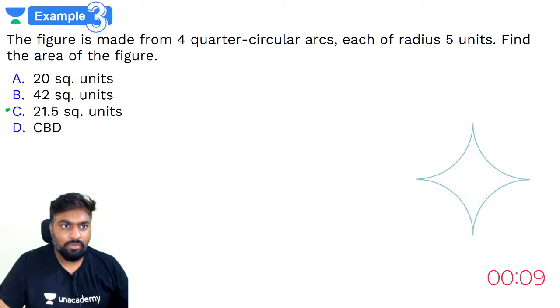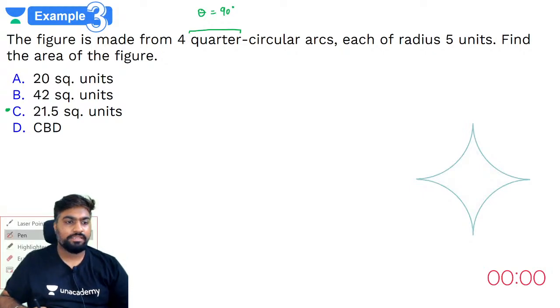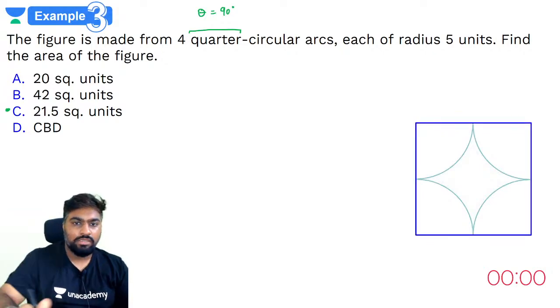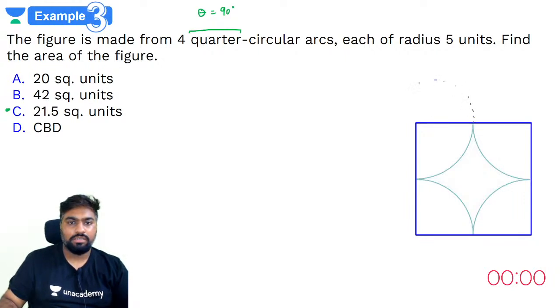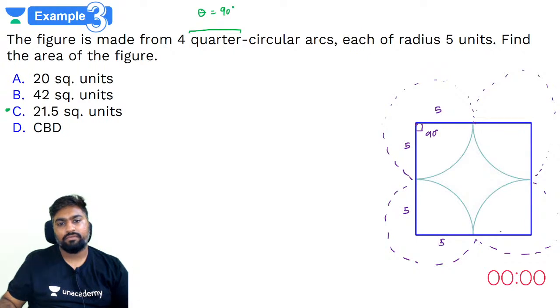So what we are doing is, we know these are 4 quarter circle arcs. What do you mean by quarter? Each of their central angle is going to be 90. Yes, each of their central angle will be 90. So if I draw the circle, this will be your center, this will be that central angle theta. Getting it? Same way here. So I don't really need the rest of the circle because I'm going to draw my square joining the radii. Yes, so this is 5, this is 5, each of these is 5.